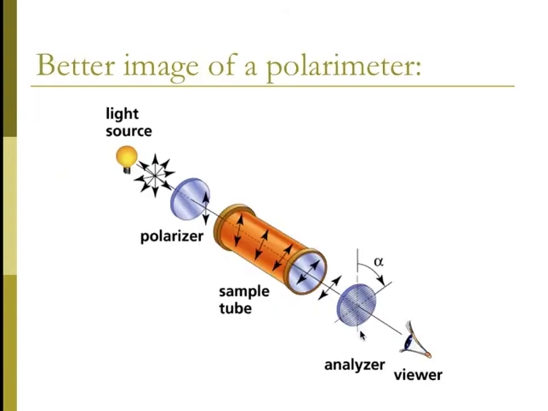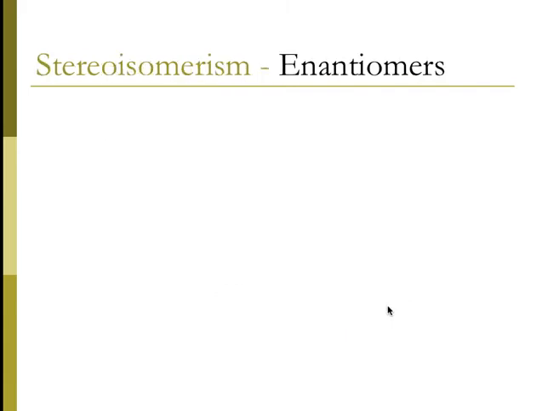And this is a little better picture of it. Here's the tube with the sample in it, and you can see that from the light source, many different rays come out, lined up in one plane, coming through the sample. It rotates it a certain amount.